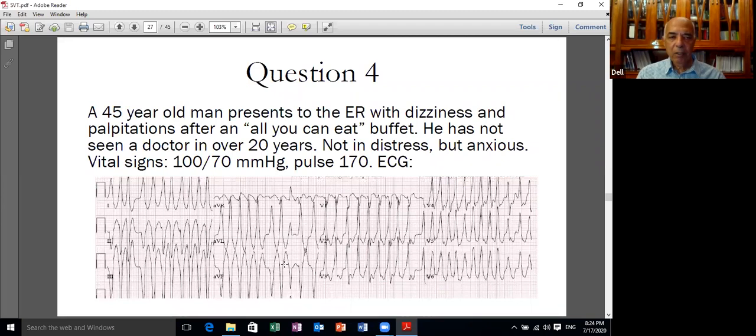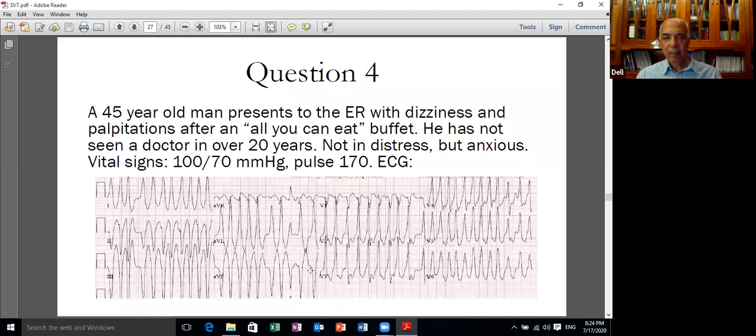He has not seen a doctor for the last 20 years. He is not in distress but anxious. Vital signs: blood pressure 100/70 millimeters of mercury and pulse 170. And this is the electrocardiogram. Obviously, most of you will recognize it.